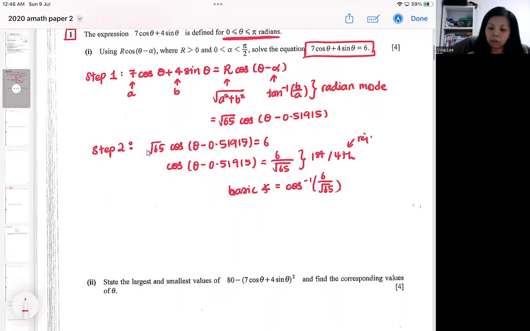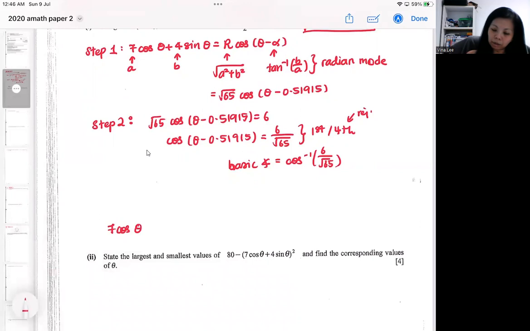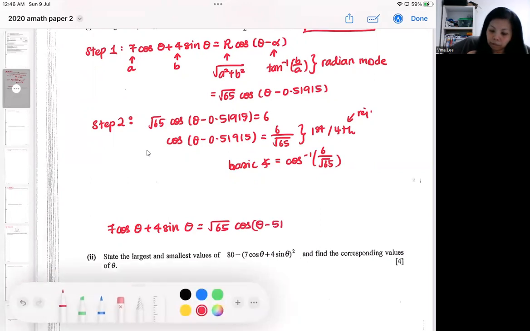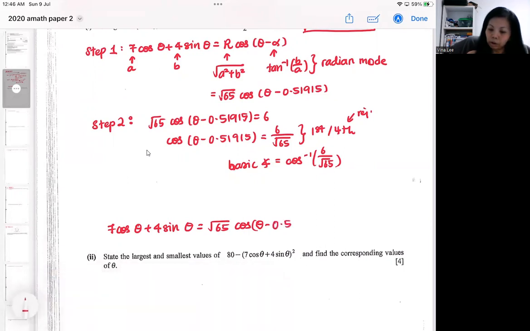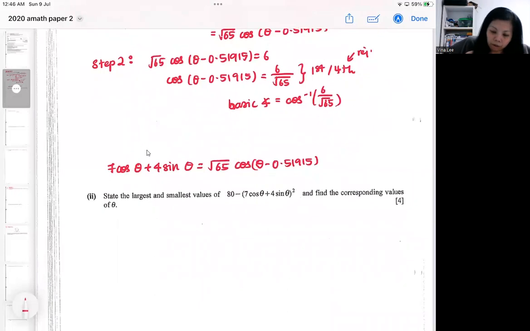Now, the second part is usually the more difficult one. By the time you hit the second part, don't forget that you already have the R formula. And if you recall what you learned in your R formula, there's this part about maximum and minimum value. So from the R formula here, I can actually find the maximum and the minimum.